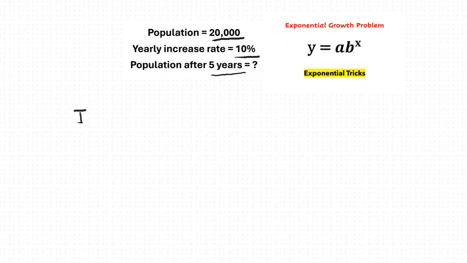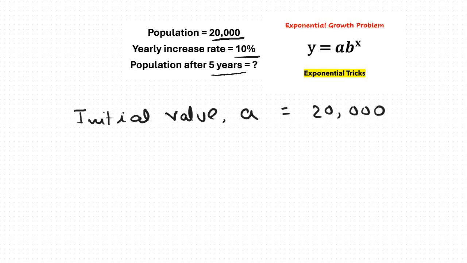Initial value given here is initial value. We can denote it as a, which is given as 20,000, which is the population.